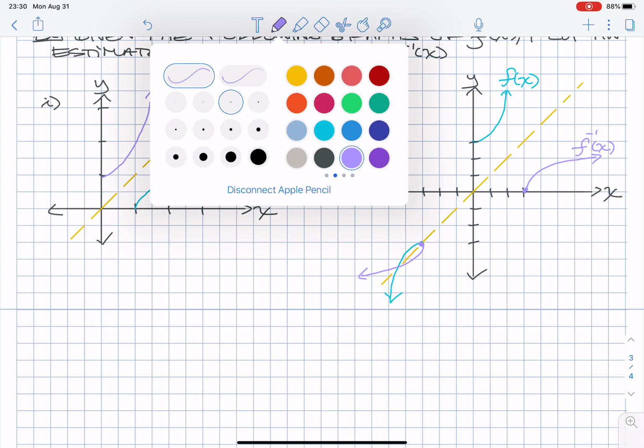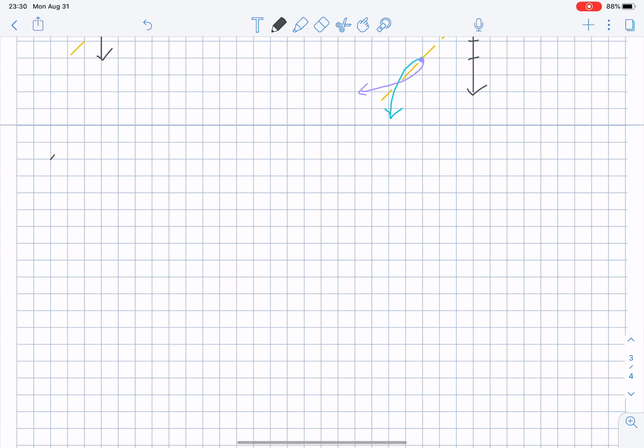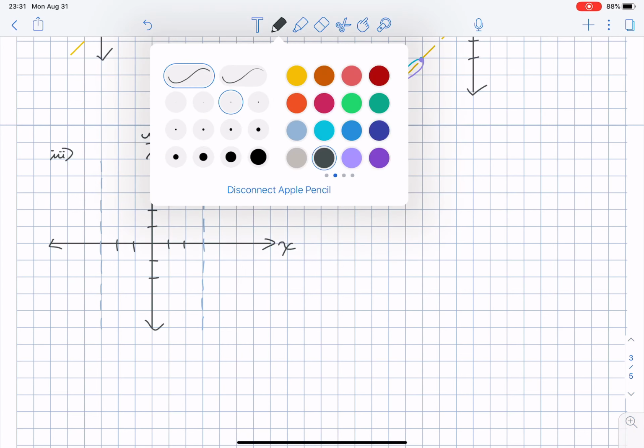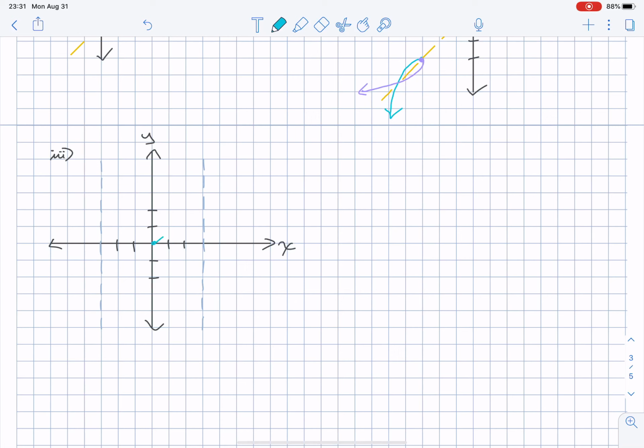Okay, let's do one more, shall we? So number 3. So let's say we have the graph that looks something like tangent. So x and y coordinate axes. So now we have asymptotes. Say at plus or minus 3 again, just because it's easy. Let's say the graph looks something like so for f of x.